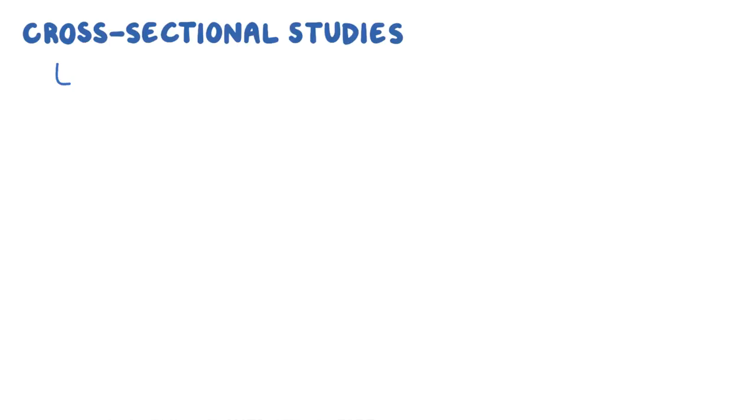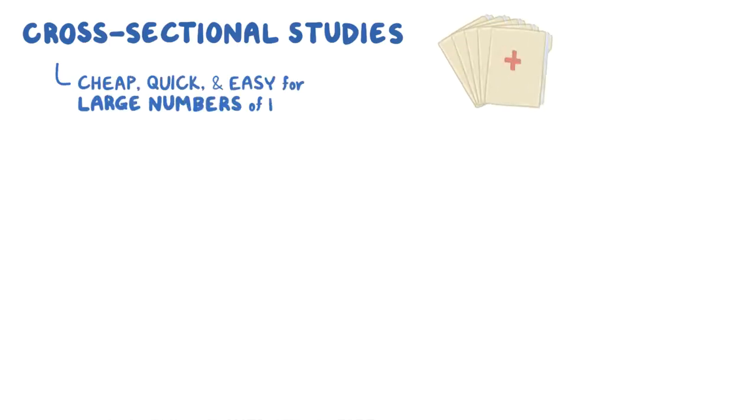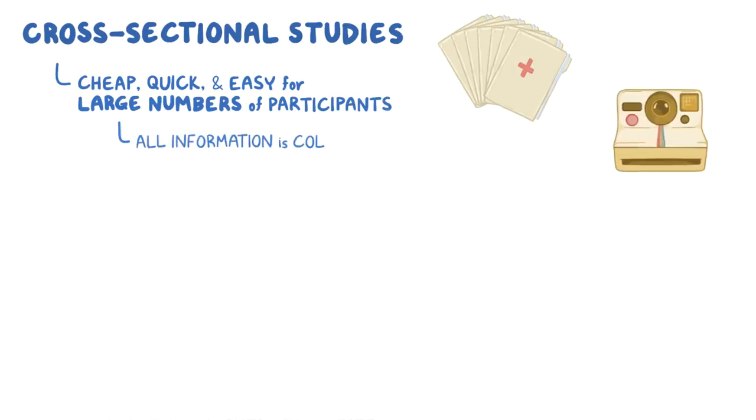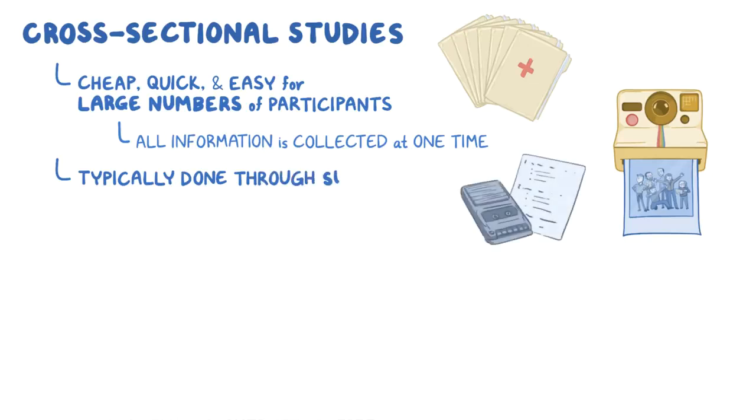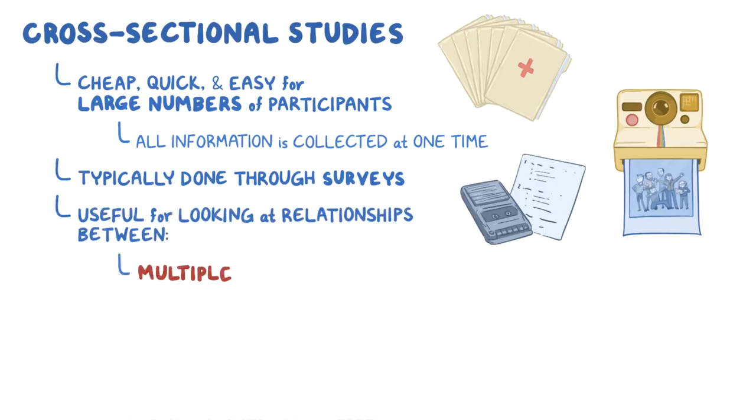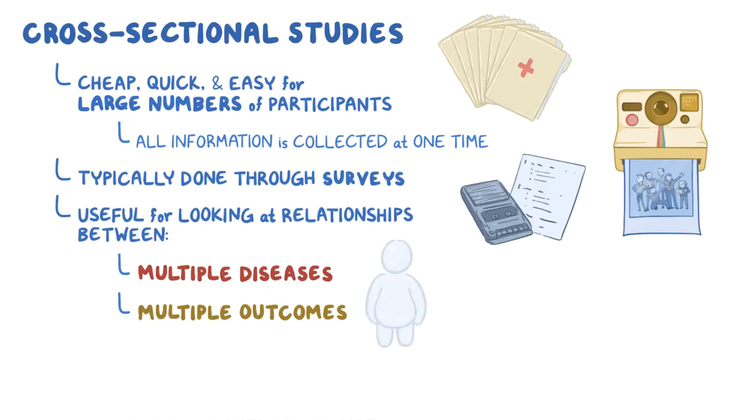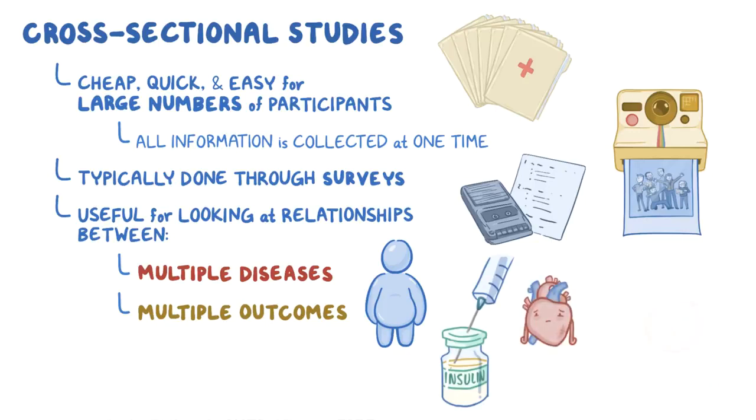Cross-sectional studies are often a quick and cheap and easy way to collect information about a large number of participants, since all of the information is collected at one time. Typically, they are done through surveys. Also, a lot of information can be collected from each participant, so cross-sectional studies are especially useful for looking at relationships between multiple diseases and multiple outcomes. For example, in addition to looking at obesity, you could also compare the prevalence of diabetes or heart disease in people with high or low cholesterol levels.